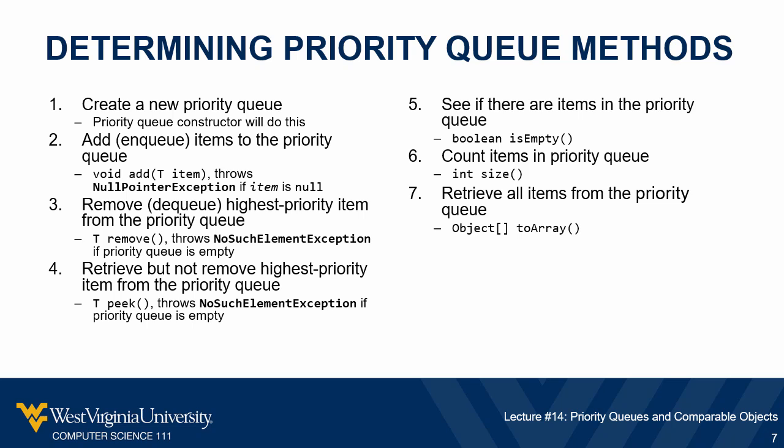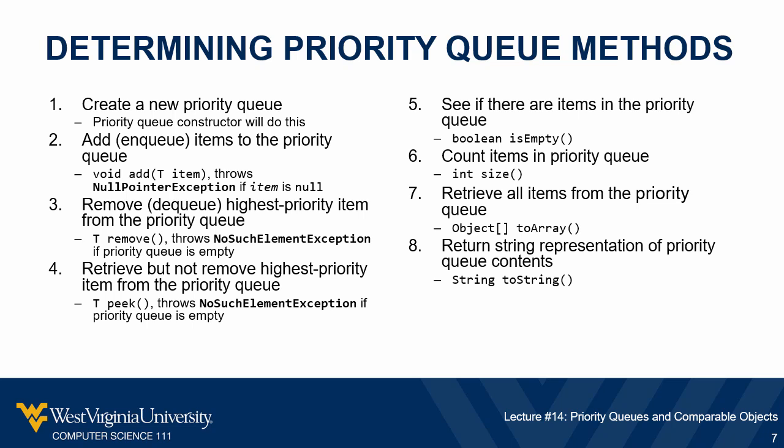One thing that we're going to add with our priority queue implementation compared to what we did with our regular queue is a toString method. I'm adding this just for convenience's sake. toString will return a string that has a listing of the items that are stored inside of the priority queue in order.